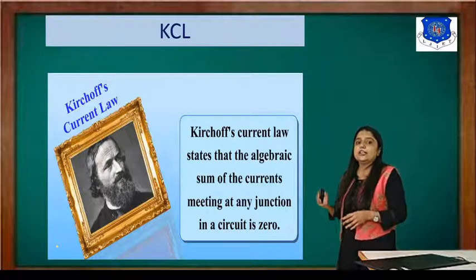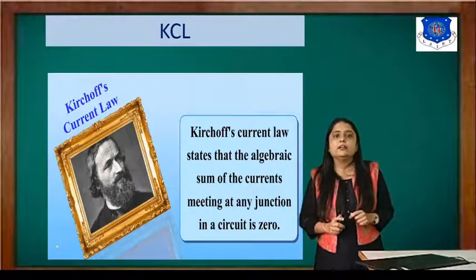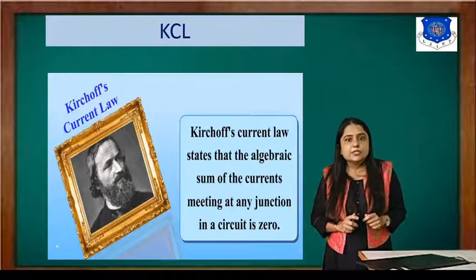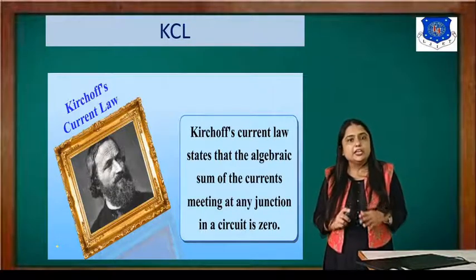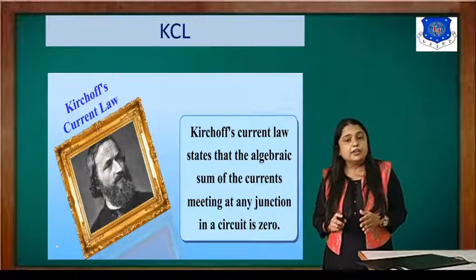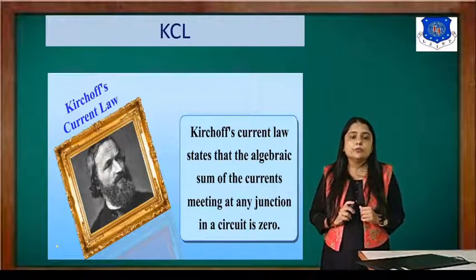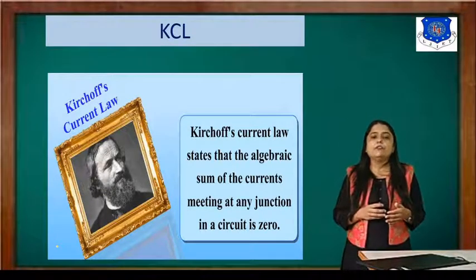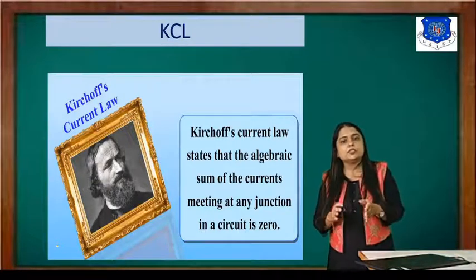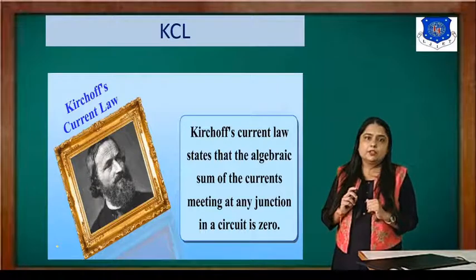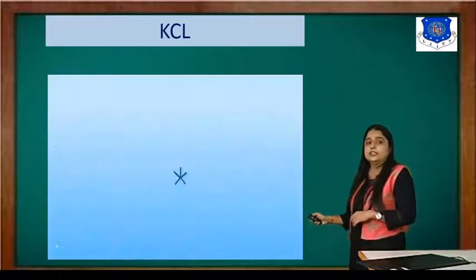See, KCL is known as Kirchhoff's current law. Kirchhoff's current law states that the algebraic sum of the currents meeting at any junction in a circuit is equal to what? It's 0. Or in other words, I can say that the incoming current is equal to what? The outgoing current. Let's discuss this in detail.